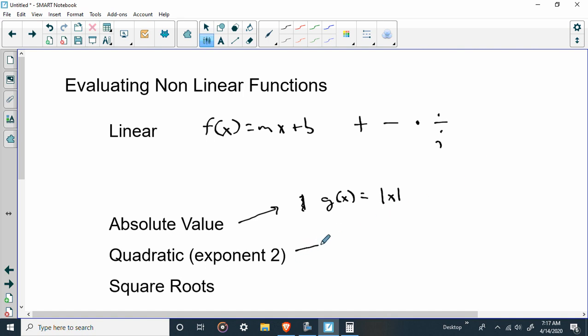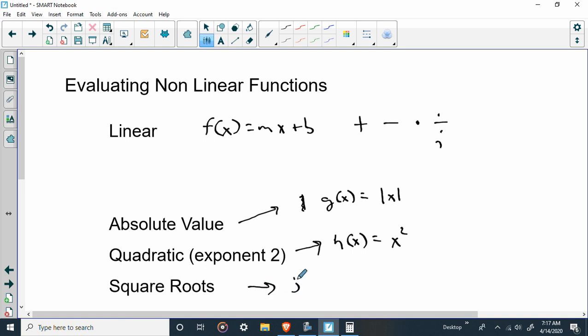Quadratics, which I know we haven't gone over what that word means, is going to be a big part of your curriculum next year. We'll use a different letter, h of x. It's going to have an exponent of 2. Okay, we're going to be squaring. So again, this is not addition, subtraction, multiplication, division. This is exponents. Okay, and the last one we'll talk about are radicals or square root functions.